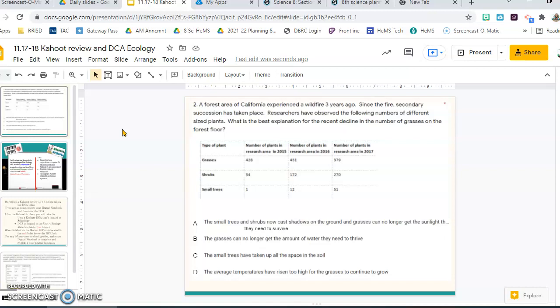Well, we haven't talked about water. Small trees have taken up all the soil spacing. Again, we haven't talked about that. Or the average temperature has risen too high. Again, haven't talked about that. So I think A is our best choice.